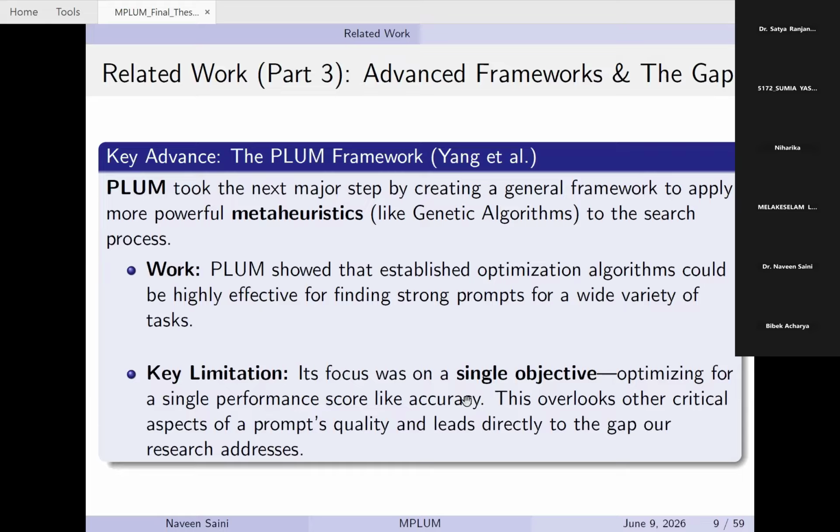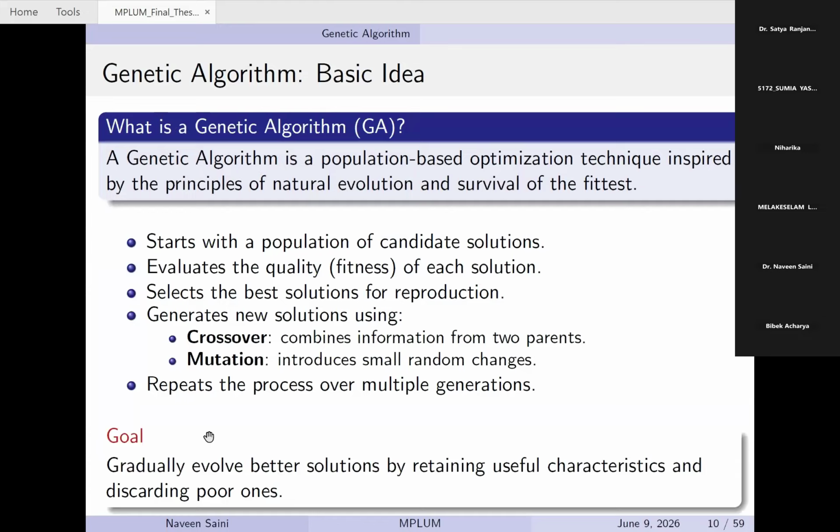For example, in machine learning we have different measures like accuracy, precision, recall, F-measure. If we want to improve classification, suppose we focus only on the F-measure, not the accuracy. But if we focus on more than one measure, that is multi-objective. So the key limitation was that it focused only on a single objective, optimizing for a single performance measure. This overlooks other critical aspects of prompt quality and leads directly to the gap our research addresses. Now this is the general idea behind the genetic algorithm, which I have just written on one or two slides.